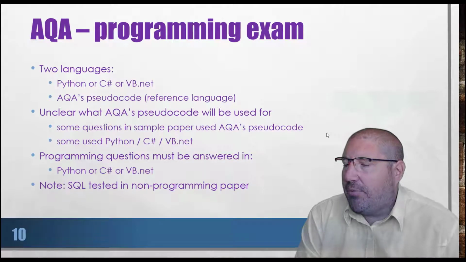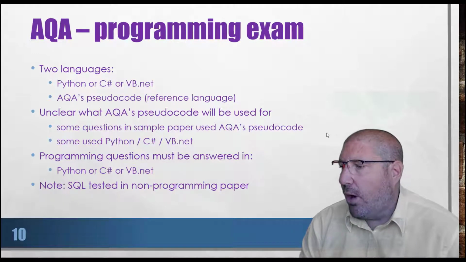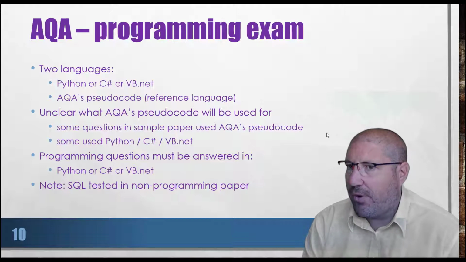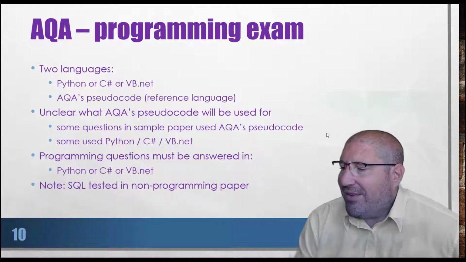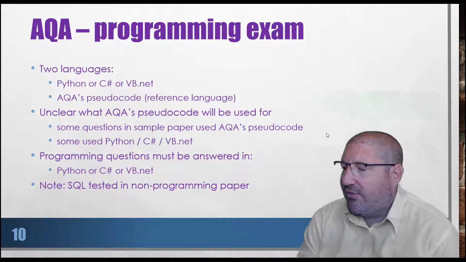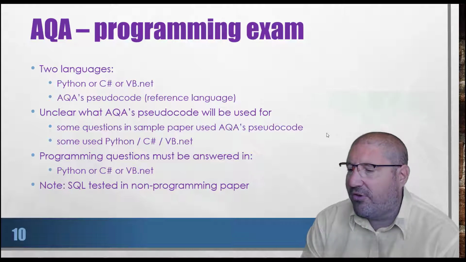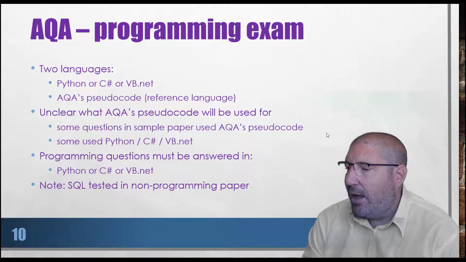So let's have a look at AQA's programming exam. Students will need to be familiar with two languages, one of either Python, C# or VB.NET, depending which pathway they've chosen, and AQA's pseudocode, effectively their reference language. Now it is a bit unclear what AQA's pseudocode will be used for. Some questions in the sample paper use the pseudocode and some use Python, C# or VB.NET, depending on the pathway.